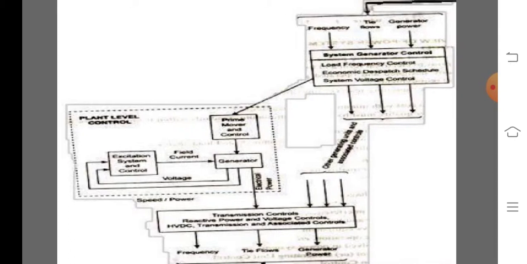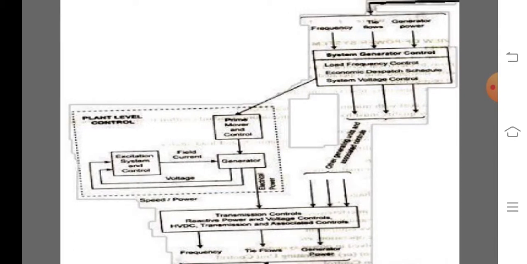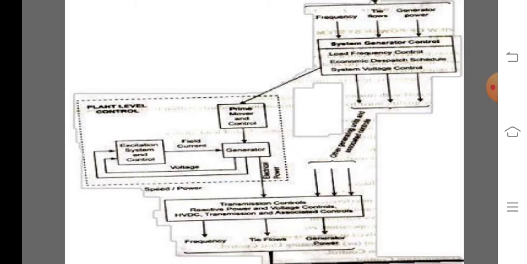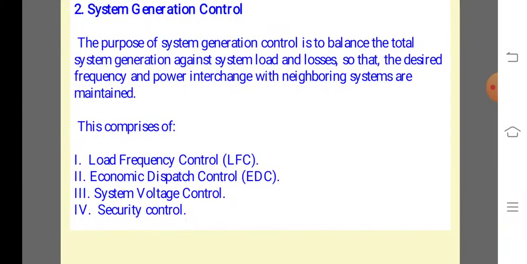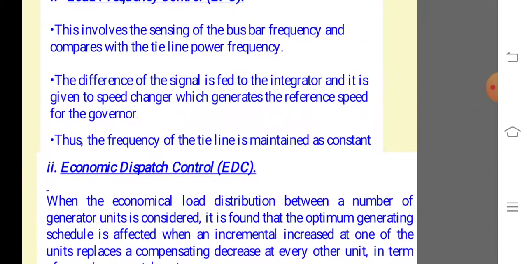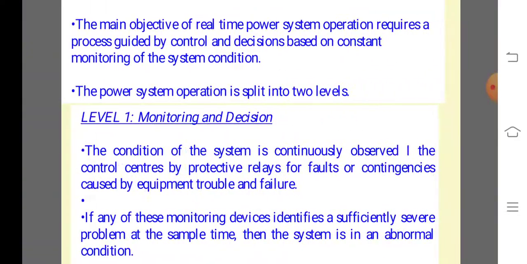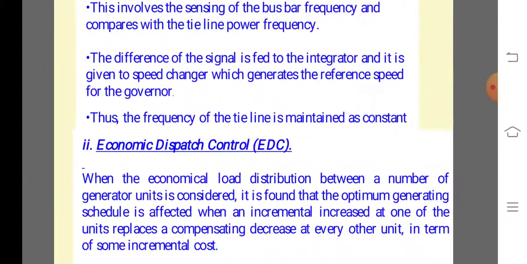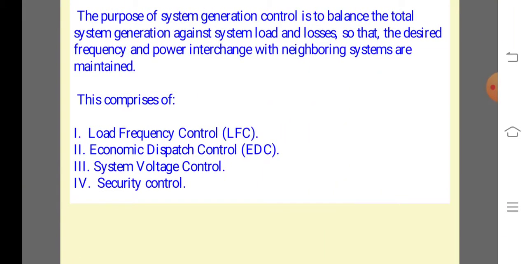The figure denotes many subsystems connected across the power plant. Those subsystems are system generation control, load frequency control, economic dispatch control, system voltage control, monitoring control, and power system operation control. Among these, first we have load frequency control.